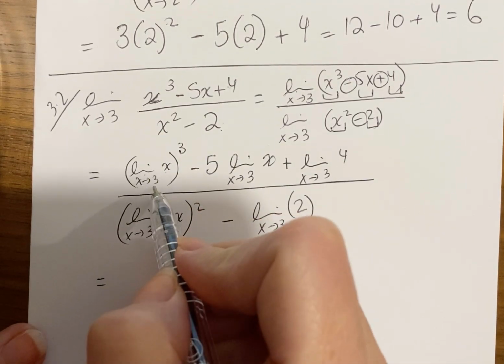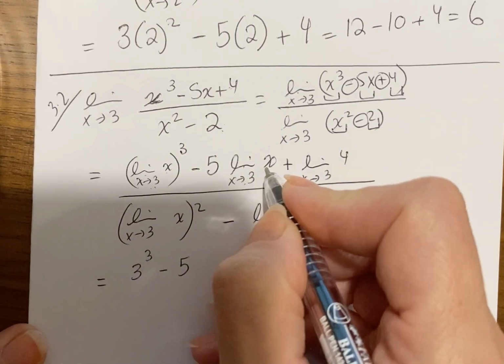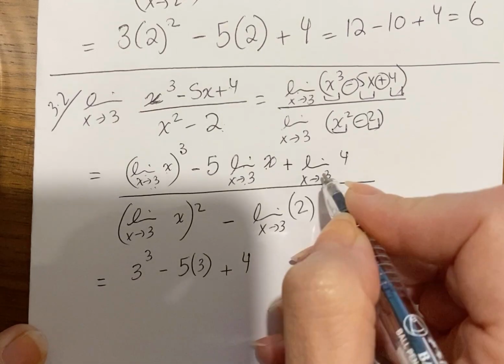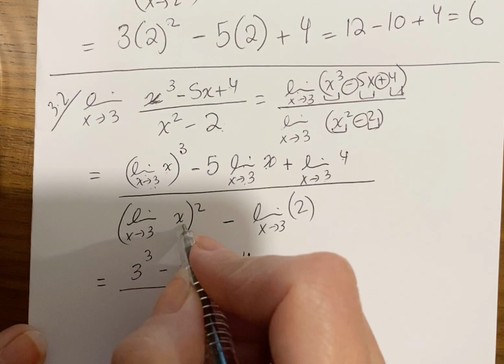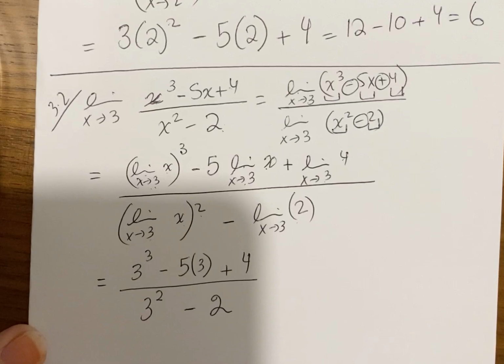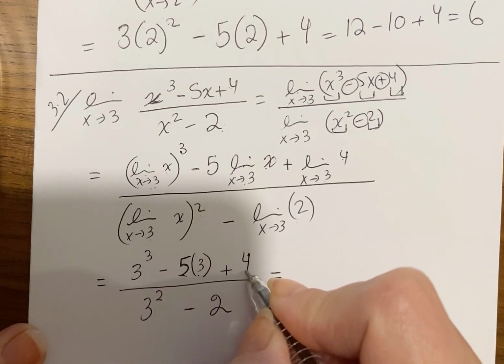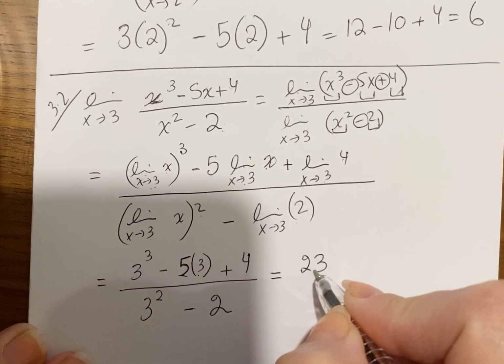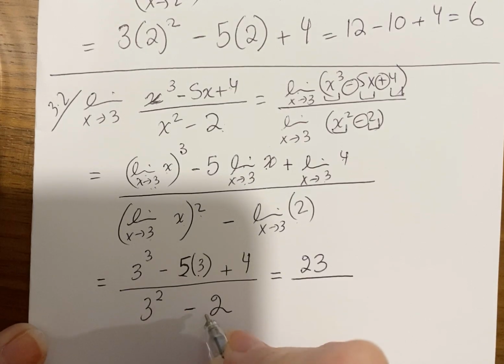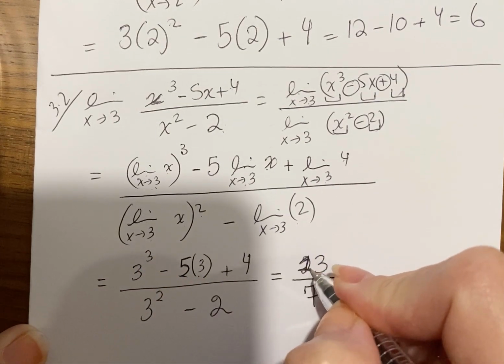How do we get the limit of x as x approaches 3? We substitute 3 for x, so we get 3 cubed minus 5 times 3 plus the limit of a constant is itself over limit of x as x approaches 3, 3 squared minus the limit of 2 is 2, which is equal to 27 minus 8. 27 minus 8, 19. 19 plus 4 is 23 over 9 minus 2, which is 7. Oh, sorry, 15. So 27 minus 15, 12 plus 4, 16, sorry.